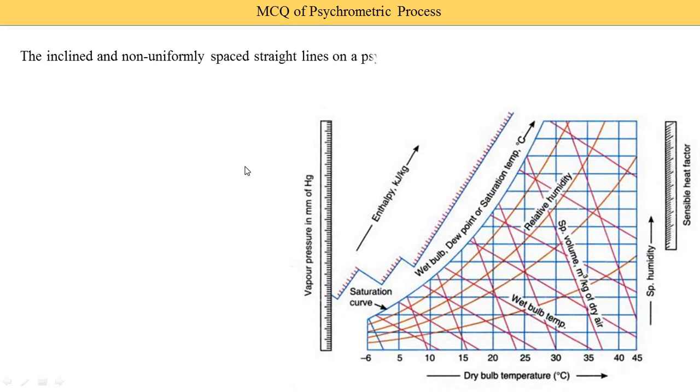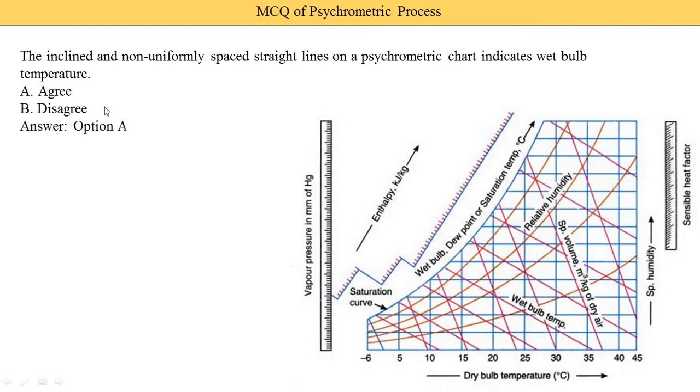The inclined and non-uniformly spaced straight lines on a psychrometric chart indicate the wet bulb temperatures. Agree or disagree? The correct answer is option A. We agree, meaning this sentence is correct. The wet bulb temperature lines are inclined. Here you see these red lines are the wet bulb temperature lines. They start from the saturation curve, are inclined, and are non-uniformly spaced. Here you see the space is smaller, then the space between the two lines increases, which means they are non-uniformly spaced lines. So inclined and non-uniformly spaced lines are called the wet bulb temperature lines.